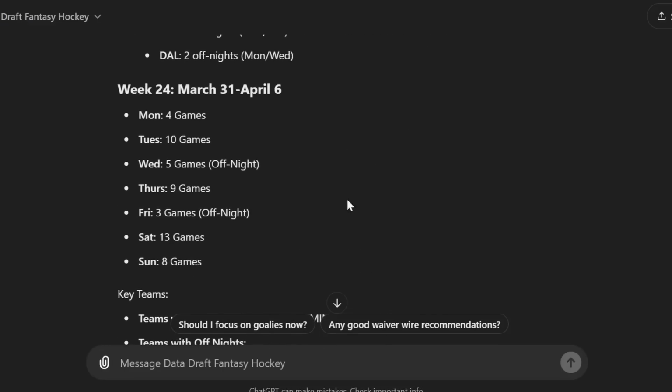Week 24, March 31st to April 6th. Again, a pretty decent split. Monday's got 4, Wednesday's got 5, Friday's got 3. That's a light night, and then Sunday has 8 games, so you're going to be able to find some stuff on the waiver wire for that Sunday game. That could be your championship if you put your final week as week 24.